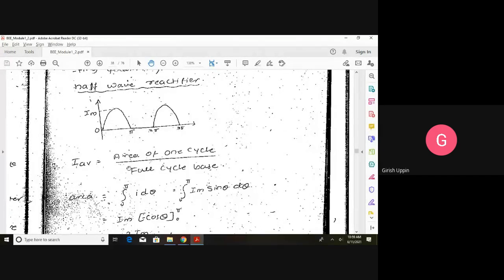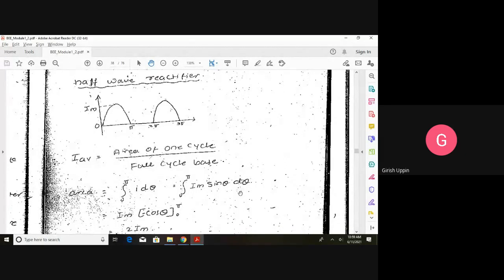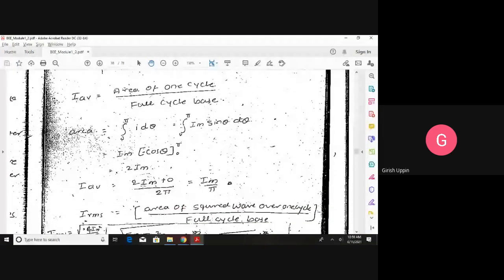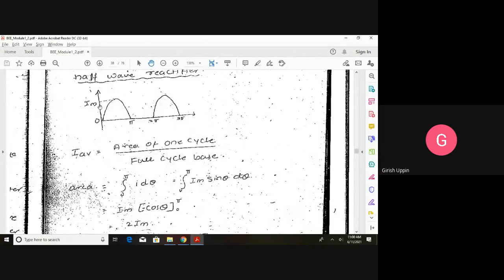That is what you are seeing. Area is equal to the integral from 0 to pi of i d theta, and i is Im sin theta, and once you do the calculation, you will get the area as 2Im. Now, this area is 2Im, this area is 2Im, and this area is 0.